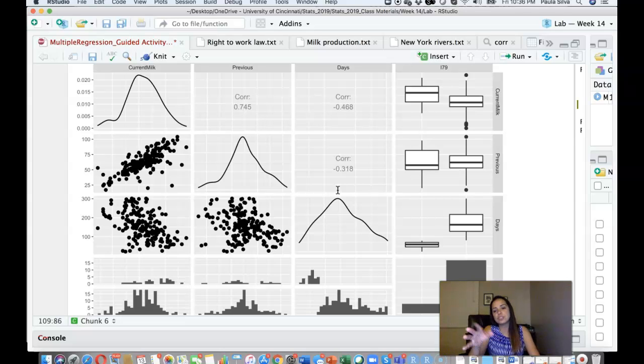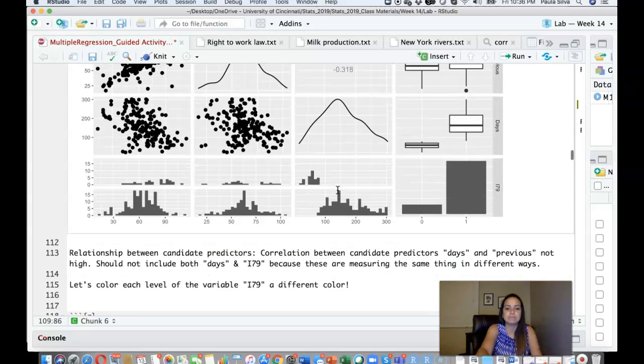If you saw a correlation of 0.8 and above, I would be really careful including both in the same model, right? Then you have to reason through which one should I include, which one makes more sense conceptually to be included, but not both of them.